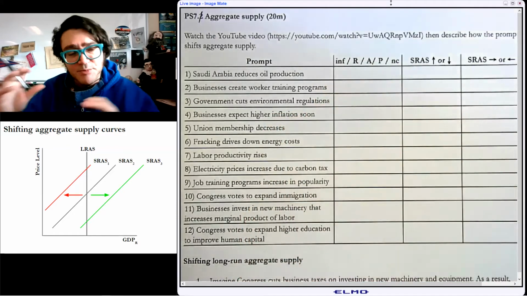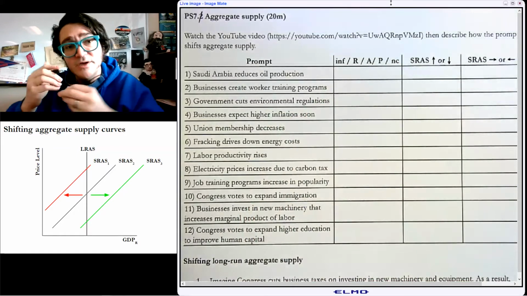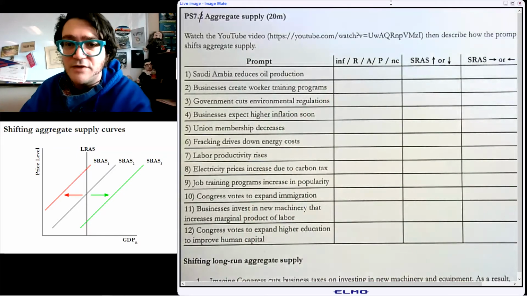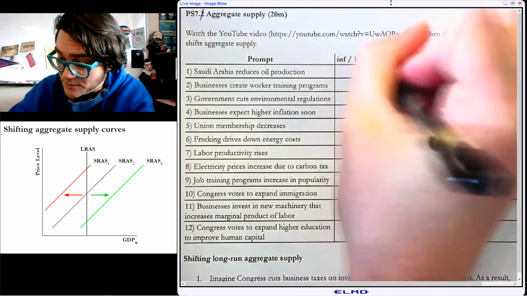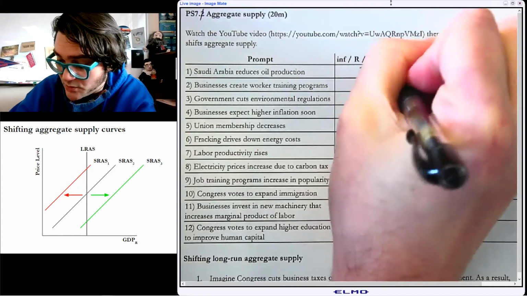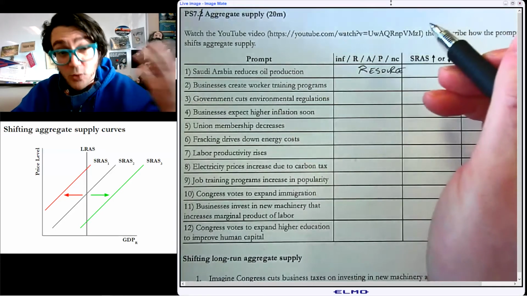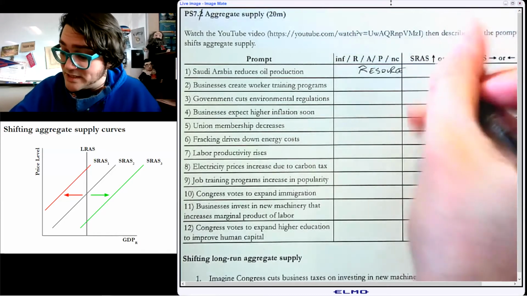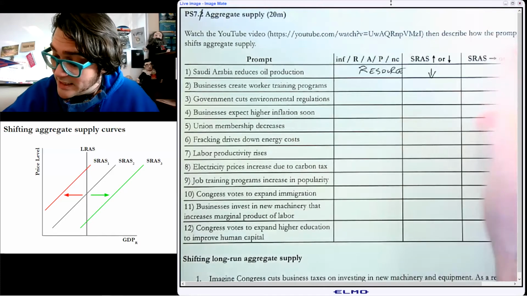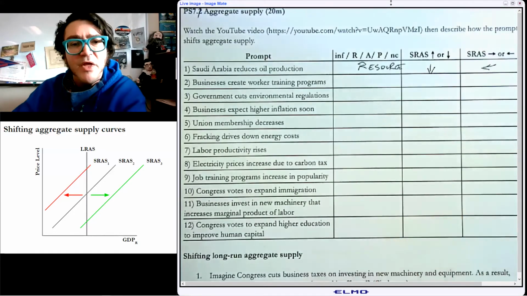So thinking back, remember I told you if it's going to affect the cost of production. So oil going into almost anything, remember the pen example I gave you, is a resource cost, right? So we'd say resource cost, and if they reduce oil production, it's going to make oil more expensive, and so that makes the cost of production go up. So we'd say aggregate supply decreases, and so it shifts to the left, right?